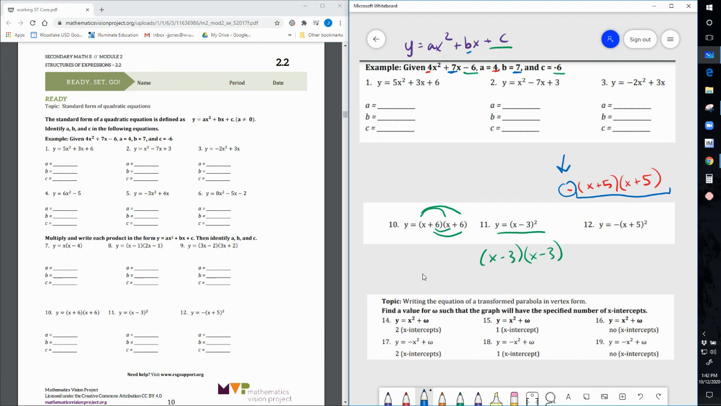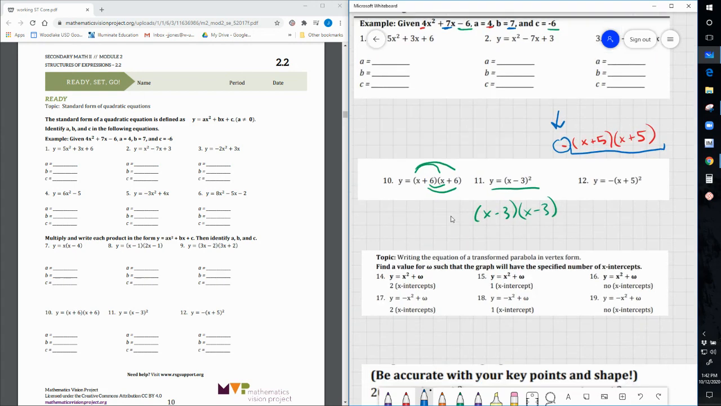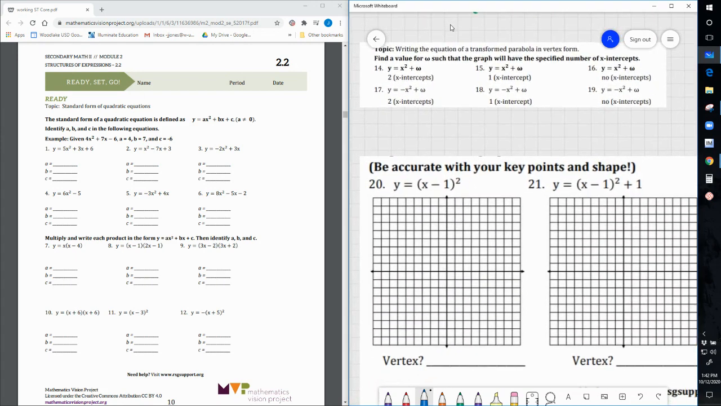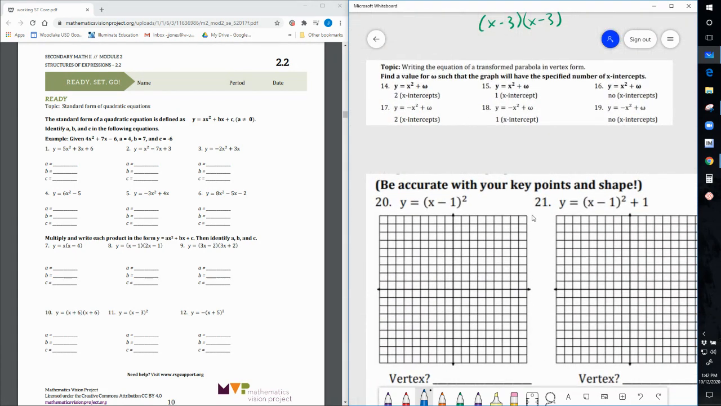Once you do those, you just multiply, and then you're going to get the a's, b's, and c's for those. All right, this next section, for some reason, trips students up. It says find a value for w such that the graph will have the specified number of x-intercepts. So think about what a parabola looks like. Think about what the parent function looks like. How many x-intercepts does the parent function have? Remember, an x-intercept is wherever you touch or cross the x-axis.